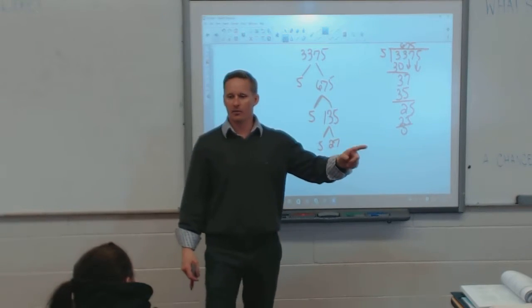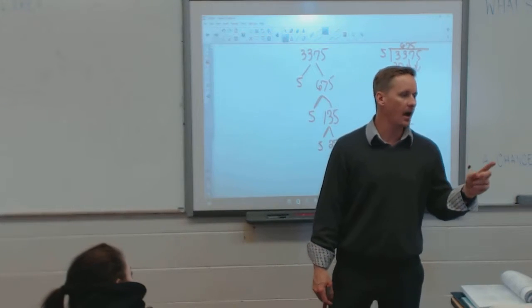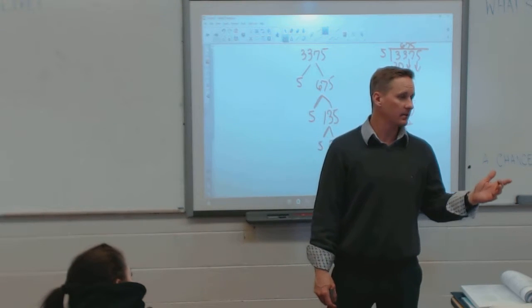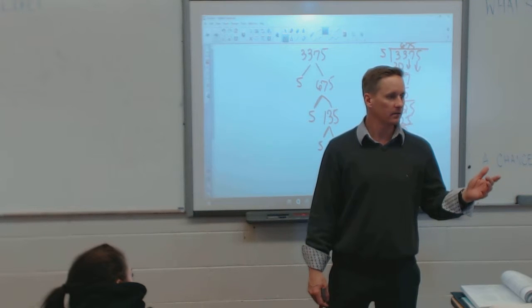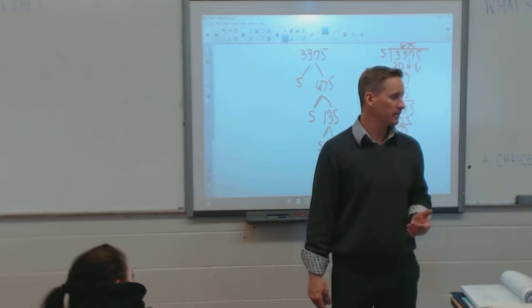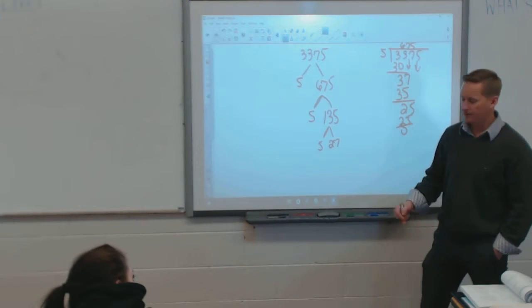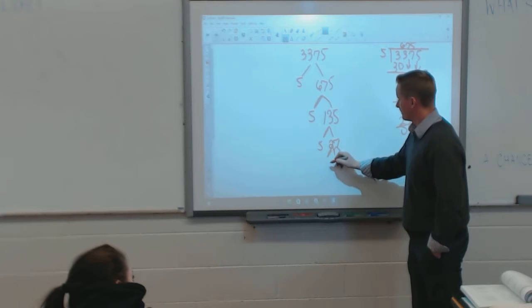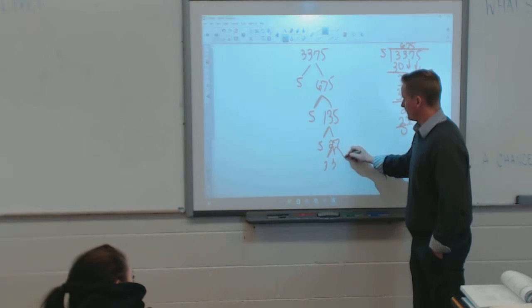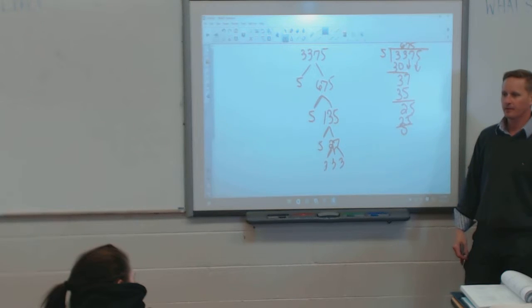27, what does it break down to? 9 times 3. What is 9? Perfect square. So what do you got? 9 times 3, right? Which is 3 times 3 times 3. Fair enough? I guess so.